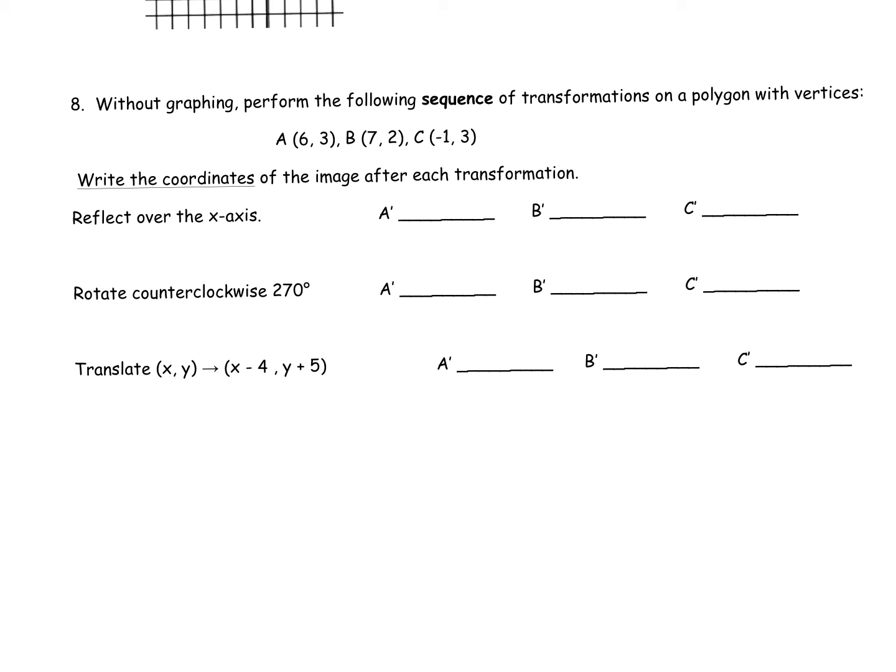And then lastly, number 8 is more of our advanced question, and it's a multi-part question. It says, without graphing, that's our key, we can't graph it, perform the following sequence of transformations on these vertices. Write the coordinates of the new image after each transformation.